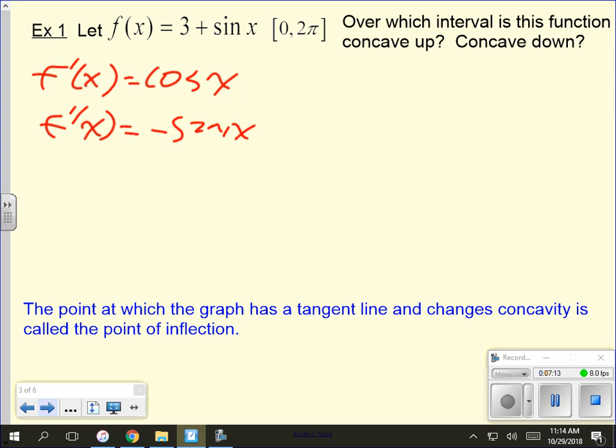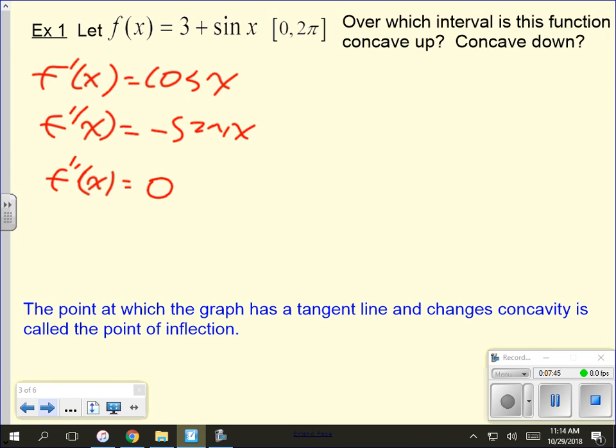Easy enough. And where is the second derivative equal to 0? Because what are we looking for? We're looking for where it's concave up and where it's concave down. Concave up, it's positive. Concave down, the second derivative is negative. What happens between positive and negative? 0. So we want to find where f double prime is equal to 0. Where's the sine equal to 0?